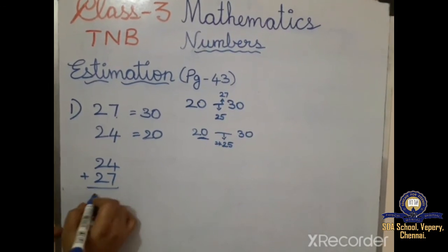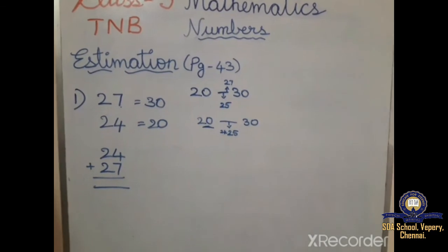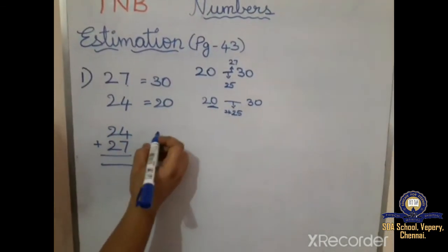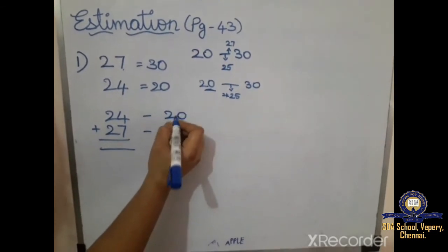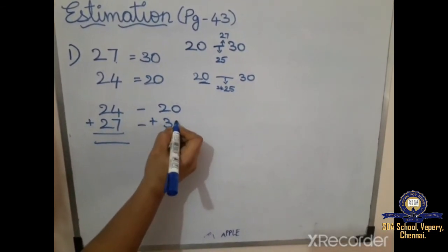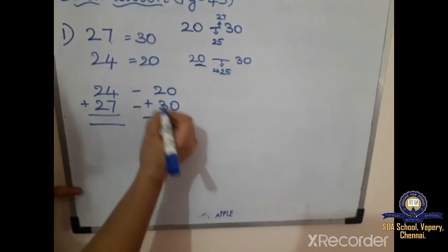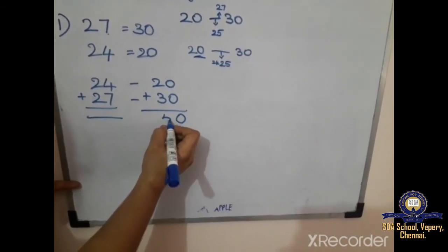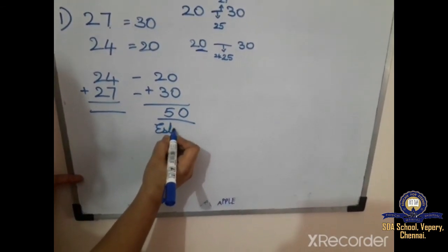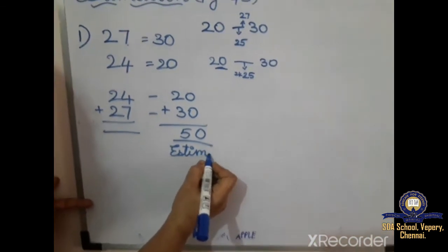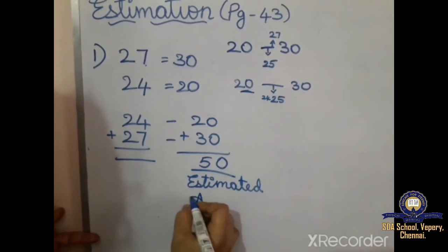So if we see in page number 43, they asked a question, 24 plus 27. Find the answer. So here we have to estimate. First thing we already estimated here. For 24, 20 plus 30. What is 20 plus 30? 0 plus 0, 0. 3 plus 2, 5. So this is the estimated answer.